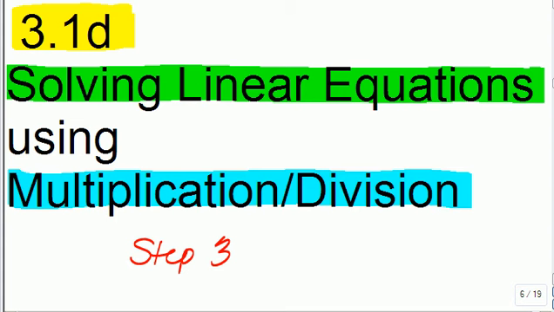In video 3.1d, we're still solving linear equations, but in these we're going to isolate step 3, so we'll be only using multiplication and division. And then shortly we'll put it all together.